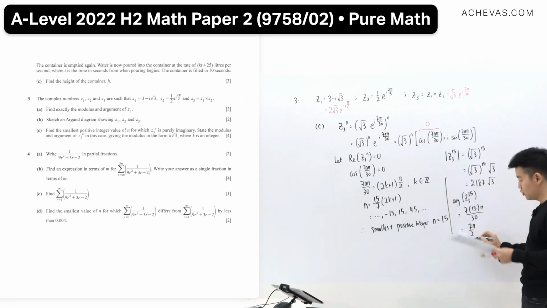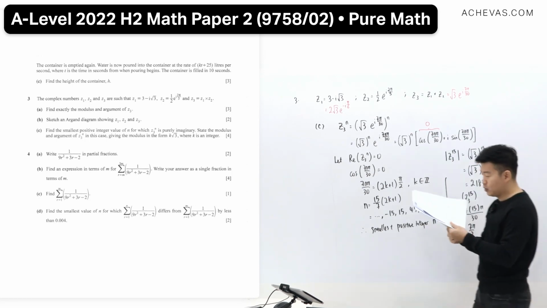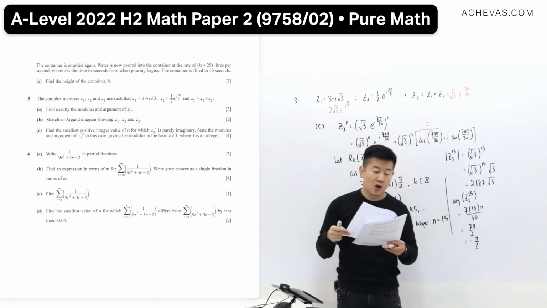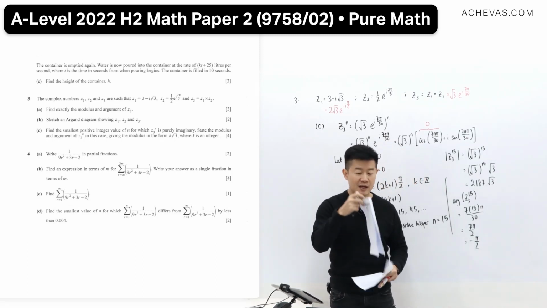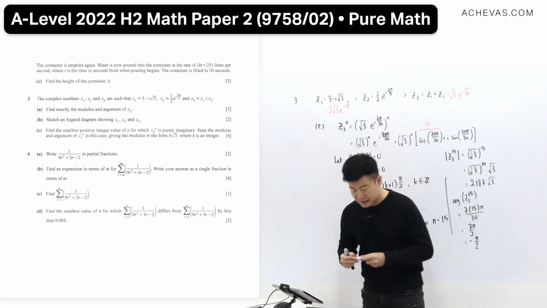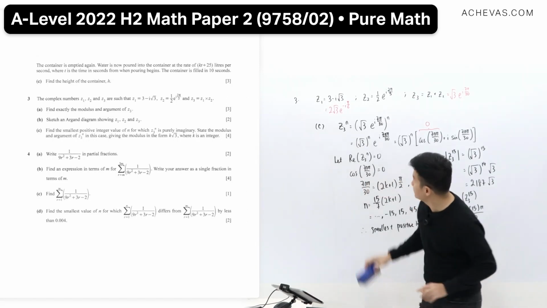And if I were to minus 2 pi from this a few times to get it into an argument that is between minus pi and pi, that will be negative pi over 2. Okay, we are done with question number 3. Let's move on and take a look at question number 4, which is actually here. It is a summation question.